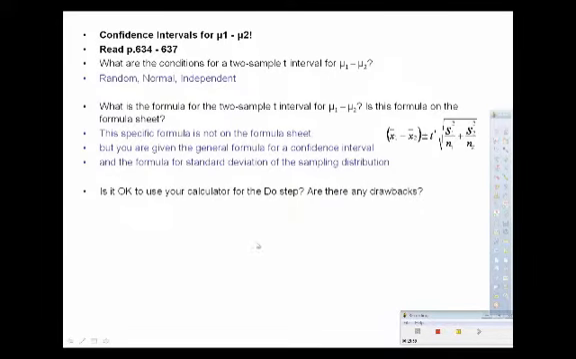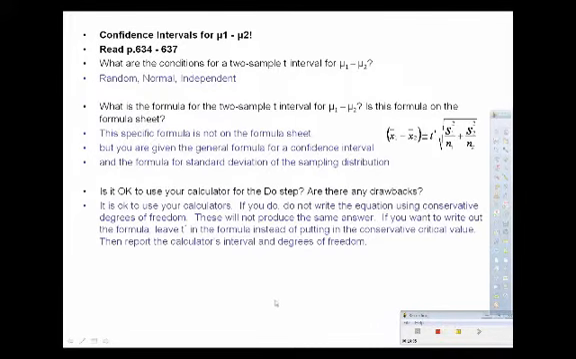Okay, is it okay to use a calculator for the do step? Well, we all know the answer to that by now. It's okay to use your calculators. If you do not write the equation using the conservative degrees of freedom, these will not produce the same answer. If you want to write out the formula, leave t-star in the formula instead of putting the conservative critical value. Then report the calculator's interval and degrees of freedom. Okay? So just make sure you do that.